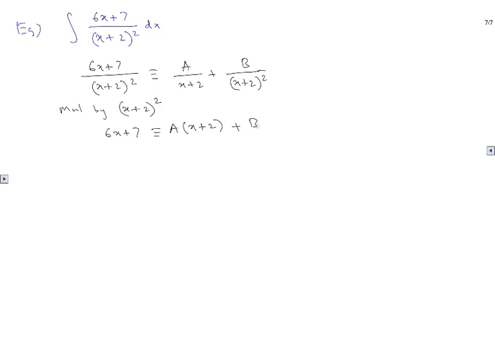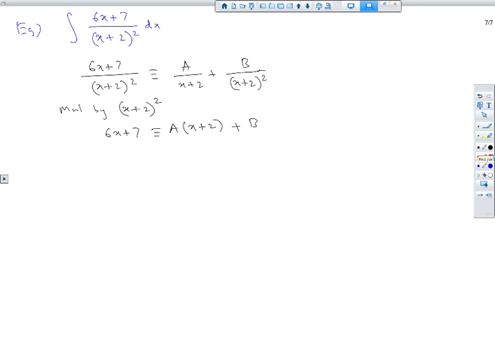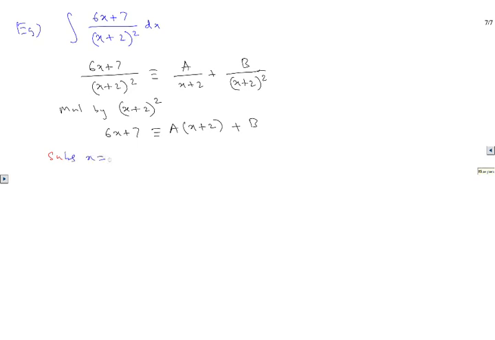Now we're going to substitute. In this case it's easy to find b first, so we're going to substitute x equal -2. If we do that, you're going to get 6 times -2 plus 7 equal a times 0 plus b, which is going to give you b equal, what do you get for b?